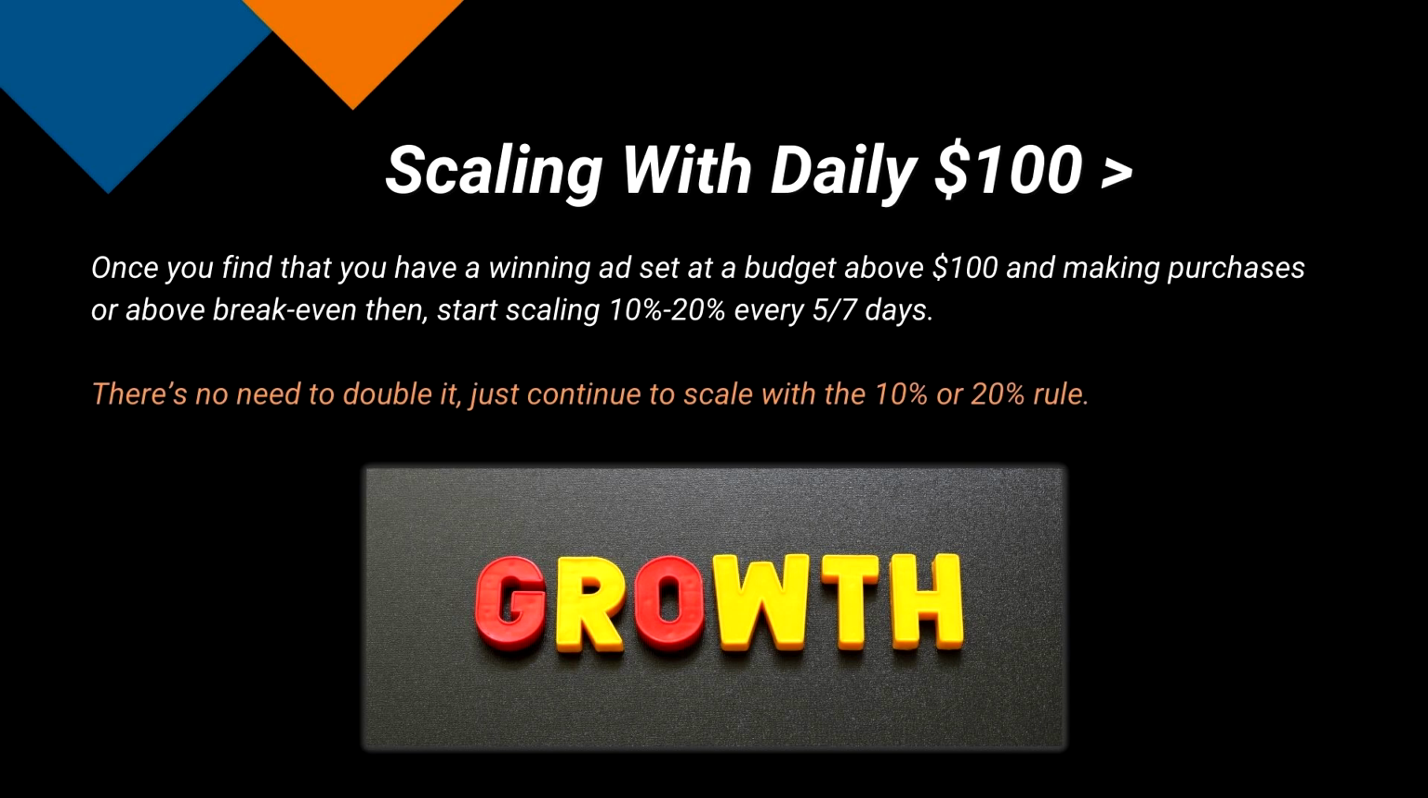Now, let's say you're starting with a $100 or higher daily budget across each ad set, then my recommendation is this. Once you find that you have a winning ad set at a budget above $100 and it's making purchases or above break-even point, then you want to start scaling it by 10 to 20% every 5 to 7 days. There's no need to double it, just continue to scale it with the 10 or 20% rule.